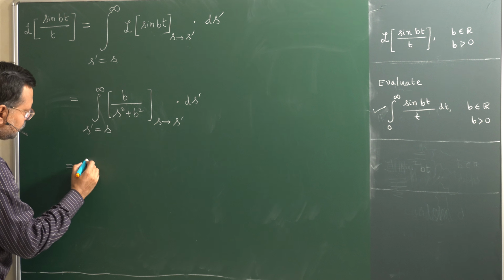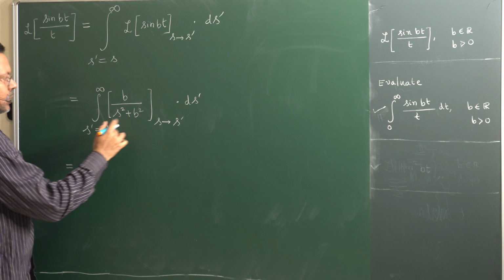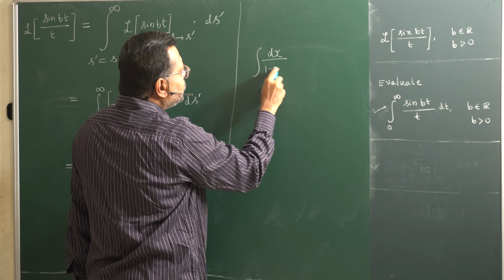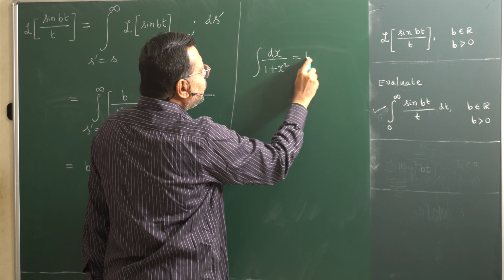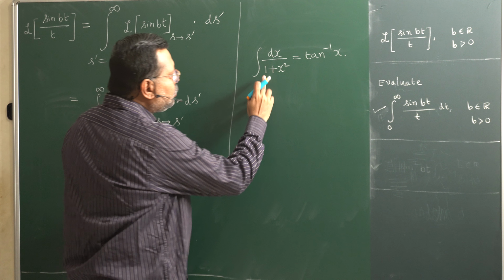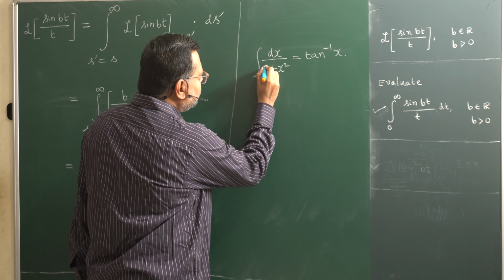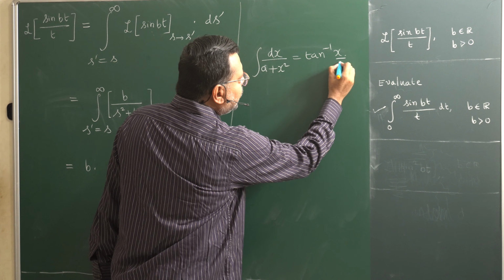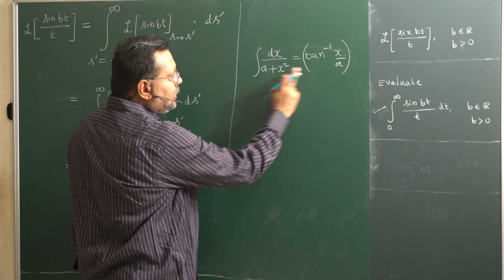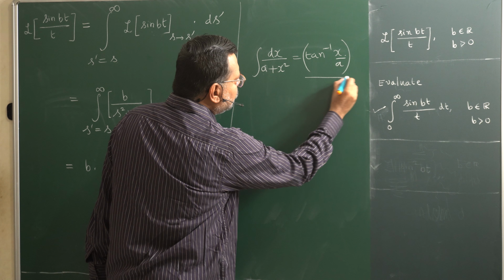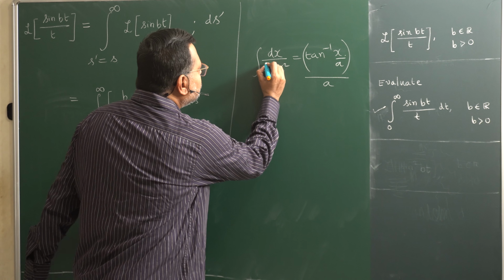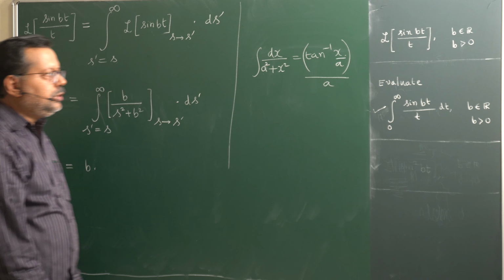This is a trivial integration. You will know b is a constant, so we take the b outside. So what is this integral? It is tan inverse x. In case I have an a here, then you can have x by a, and there will be a 1 by a, since a square is there. That is what you are going to use.